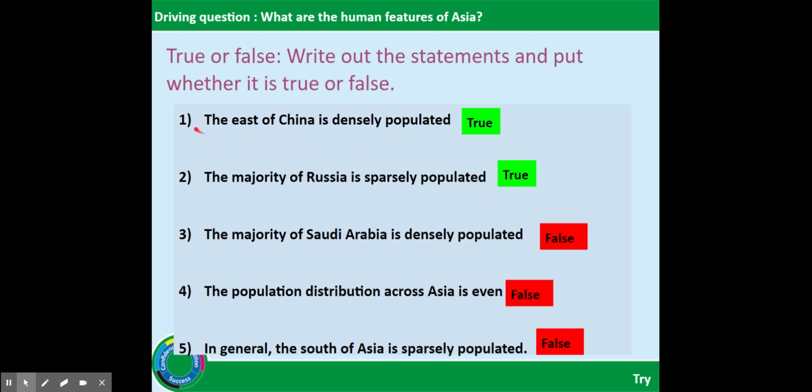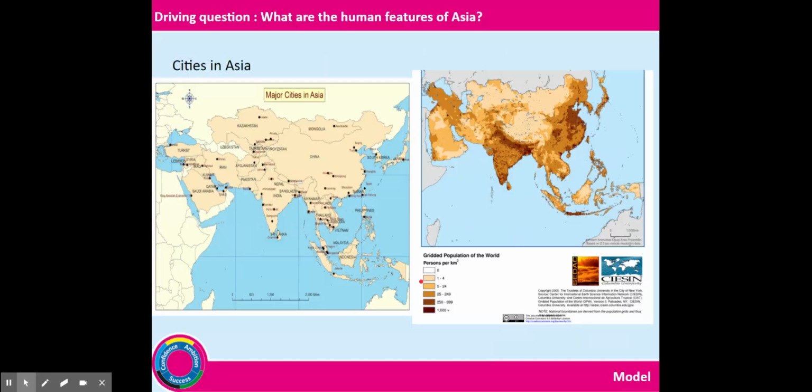And just a quick recap: 1 was true, 2, the majority of Russia is sparsely populated, was true. The majority of Saudi Arabia is densely populated, that's false, the majority of Saudi Arabia is sparsely populated. The population distribution across Asia is even, that's false, it is uneven. And in general the south of Asia is sparsely populated, that's false, in general the south of Asia is actually densely populated.